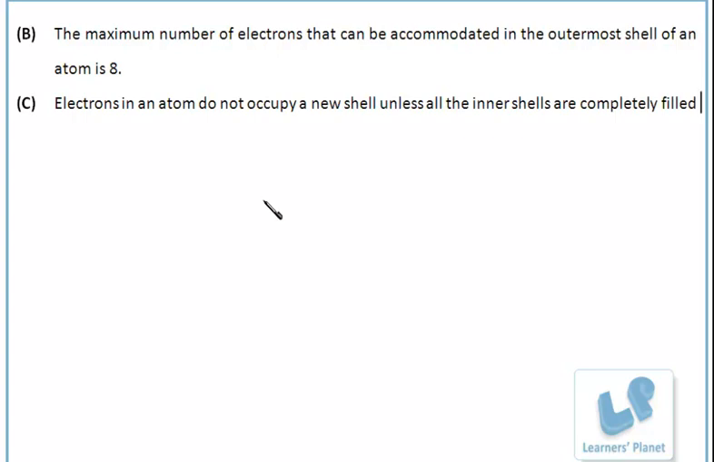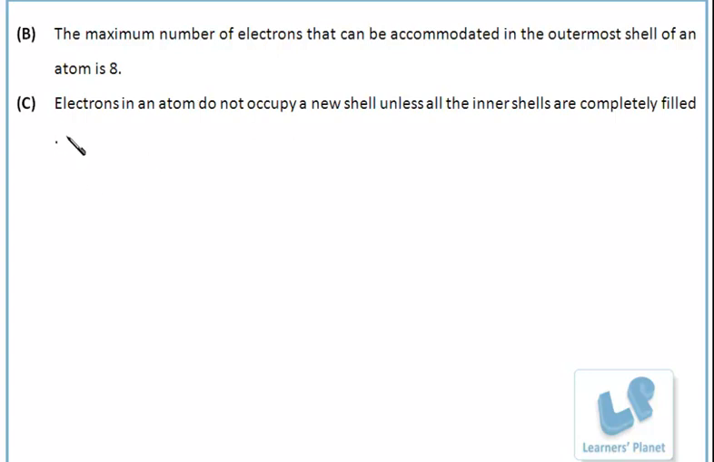The very first rule is that every energy level can have a maximum of 2n square electrons, where n is the number of the energy level. The second is that the maximum number of electrons which an atom should have in the outermost orbit is 8. It should not be more than 8. And the last point is that electrons in an atom do not occupy a new shell unless all the inner shells are completely filled.